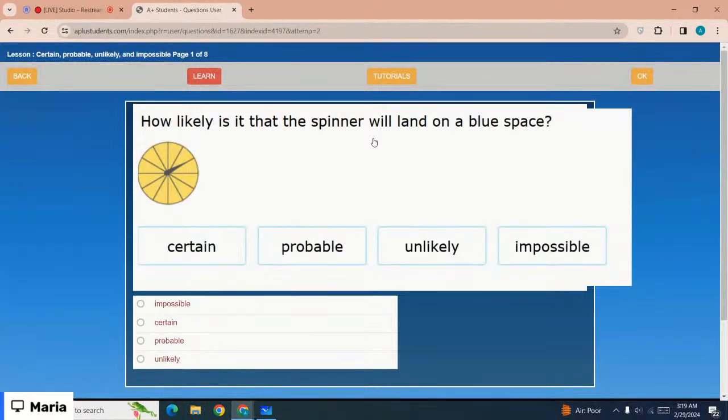How likely is that the spinner will land on a blue space? How likely is that the spinner will land on a blue space, which is the correct option? Impossible it is because you have no blue portion on the spinner, right? So then how it will land on blue? The correct option is impossible.